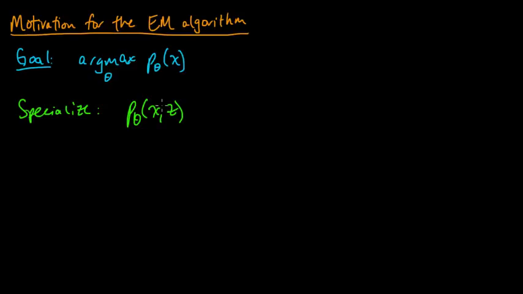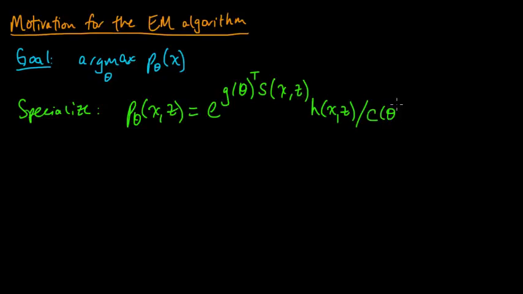In general, an exponential family takes the following form, and we're going to think about an exponential family for x and z. The general form is e to the inner product of g of theta, for some vector valued function g of the parameter theta, with some vector valued function s of x and z, times h of x and z for some function h, divided by a normalizing constant. Since I'm already using z for latent variables, instead of z for the normalizing constant, let's use c of theta, the partition function.